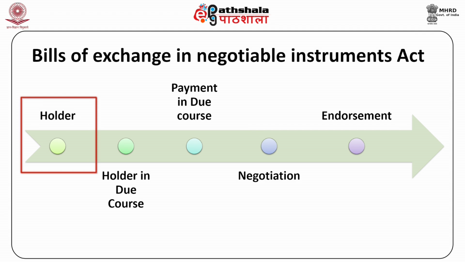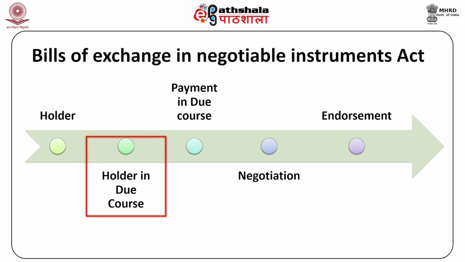Number 1. Holder. As per Section 8, the holder is entitled in his own name to purchase the bill and recover the bill amount. Number 2. Holder in due course. As per Section 9, a holder in due course is one who, for a consideration, becomes the possessor of the bill. He is the person to whom the bill is transferred.